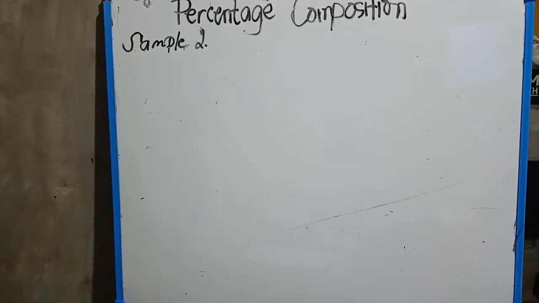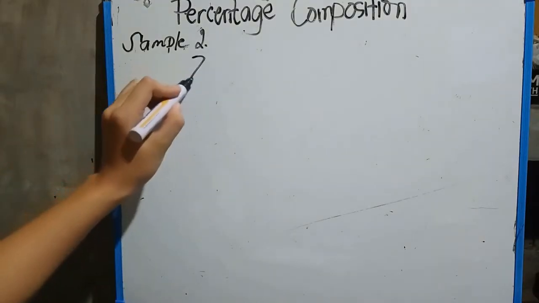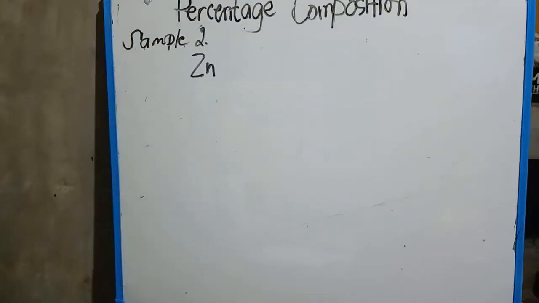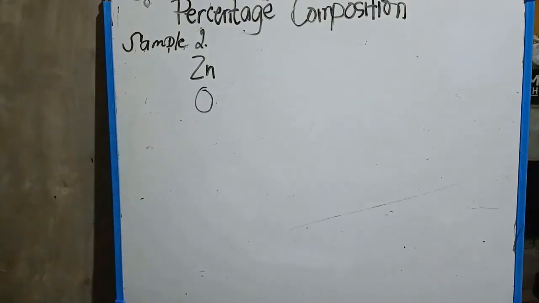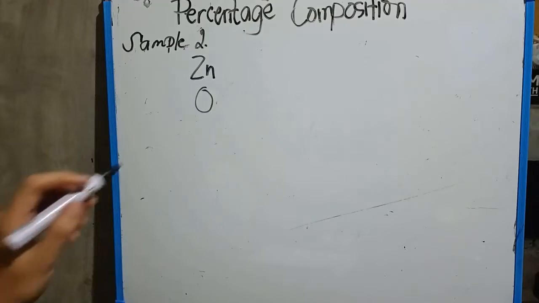The elements are zinc and oxygen. When a 20-gram sample of the compound is decomposed in 16.0 grams, determine the percentage composition of the compound. In the question, there is a newly synthesized compound which contains zinc and oxygen. So these are the elements present in the compound.